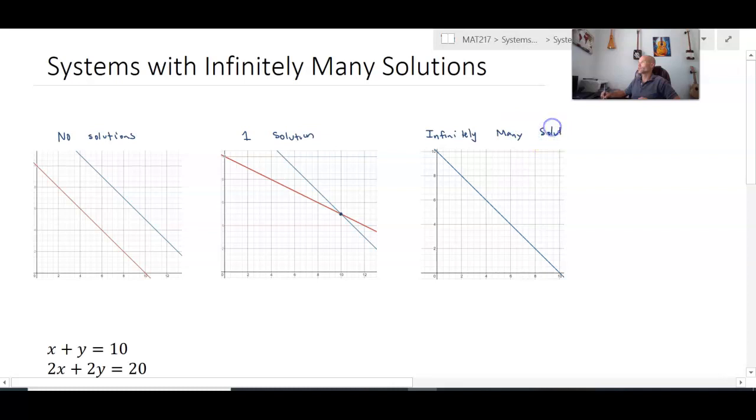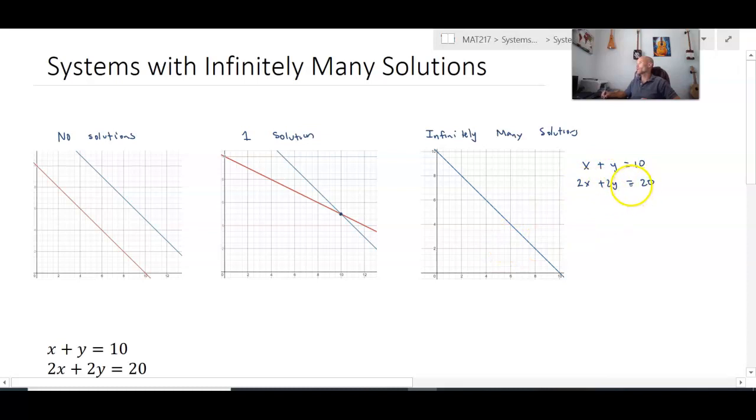solutions. And you might look at this graph right here and think, well, you've only plotted one line. And that is true. And at the same time, there are actually two lines here. It's going to be hard to see, but there's a black dotted line right on top of the blue line. And this is actually the system x plus y equals 10 and 2x plus 2y equals 20.